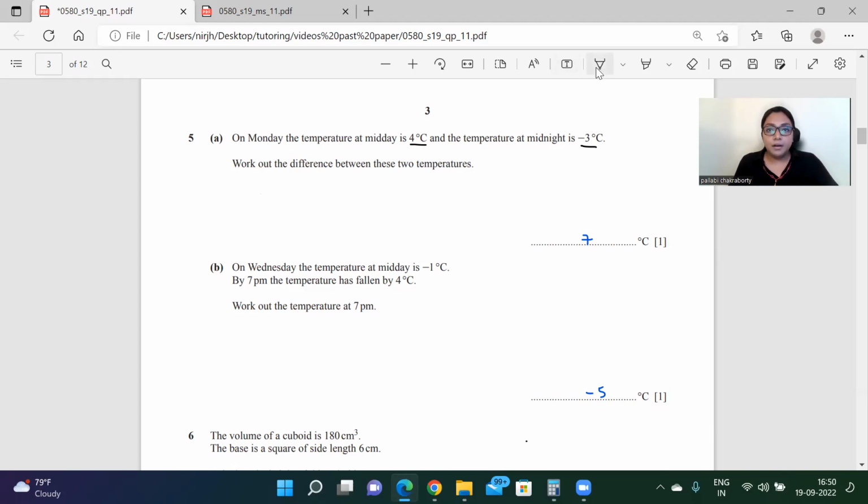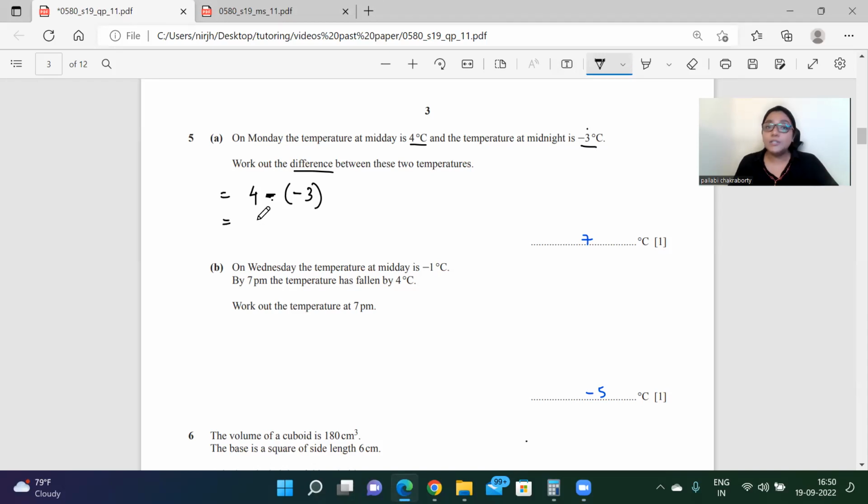So we have our number, which is 4 degrees Celsius at midday, and we have to find the difference. Difference means we have to subtract the -3 from the 4. So why have I written two negative signs? Because -3 is getting subtracted from 4. So this is for the subtraction operation, and the number itself is -3.